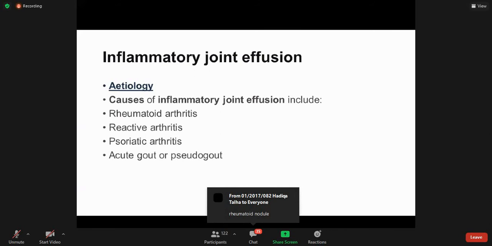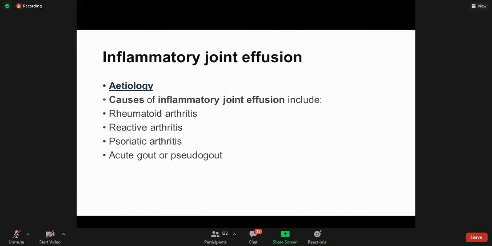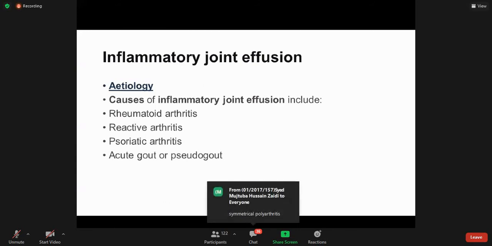ACPA, rheumatoid nodules. Okay. Actually, what happens? How will the patient present? What will be the presenting complaint? Symmetric polyarthritis, pain and stiffness in the morning. Yes. The small joints, multiple joints are involved.